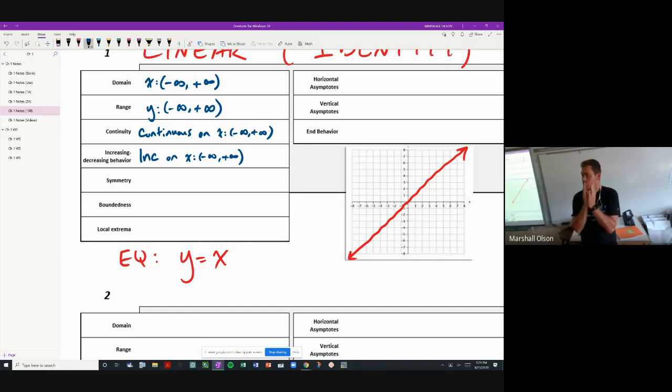Okay, symmetry. Could you fold that thing over the y-axis? No. So it's not. What is it not? Do you remember what we said about symmetry, the different types of symmetry? Yeah. It's not even. All right. It is not an even function. Even functions can be folded over that y-axis. Odd functions are reflected over the origin. Does that thing look like it is reflected over the origin?